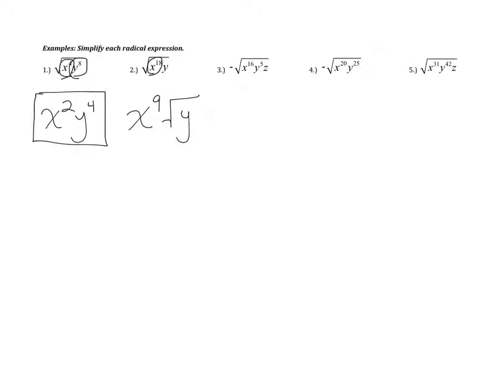You can't pull out just a y because you don't know what it is, right? So this is x to the 9th and y. The next one, notice it has a negative sign. I'm going to put that answer down here.